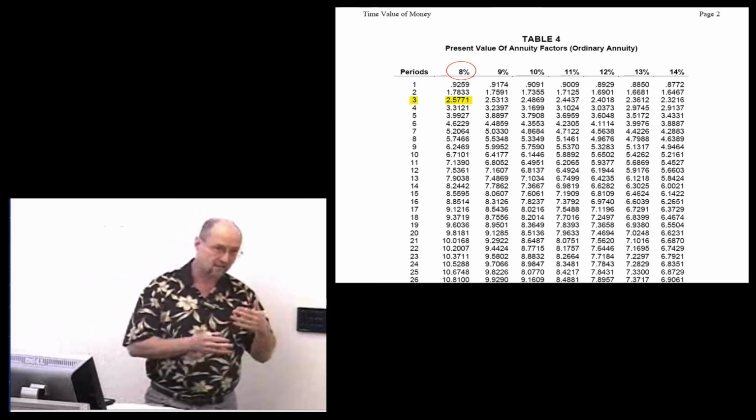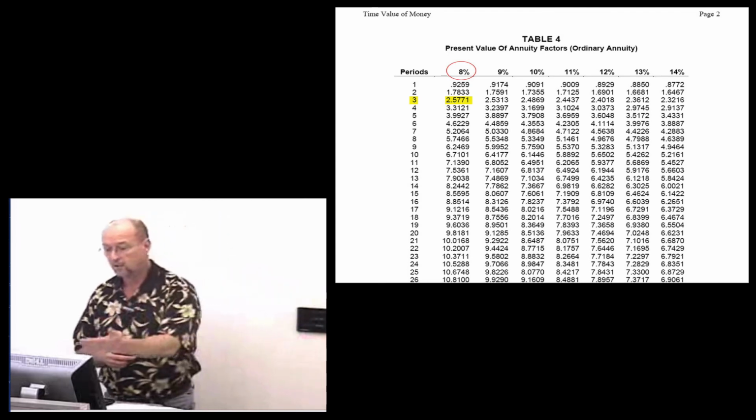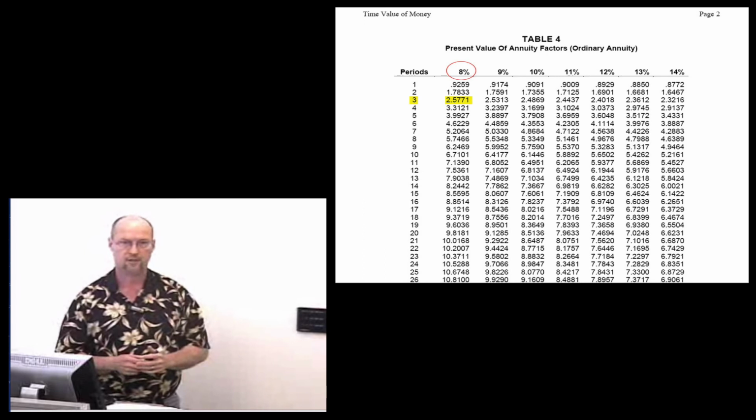rather than have to calculate 3 individual calculations, which you can do, I simply go to the ordinary annuity table and I make one calculation, and I would get the same result.